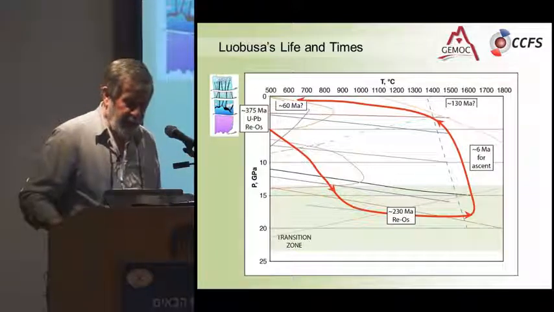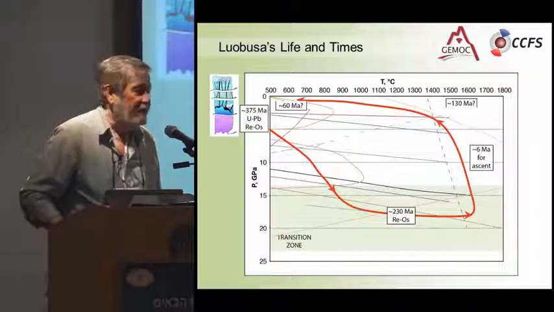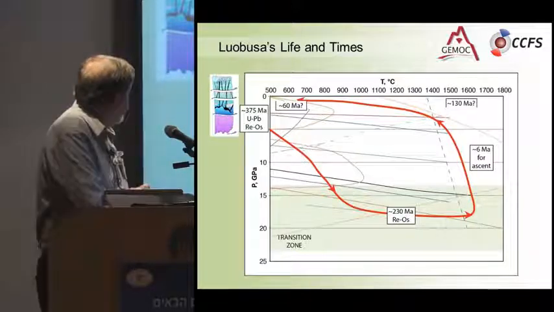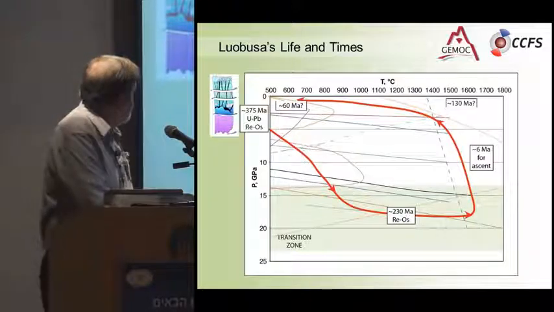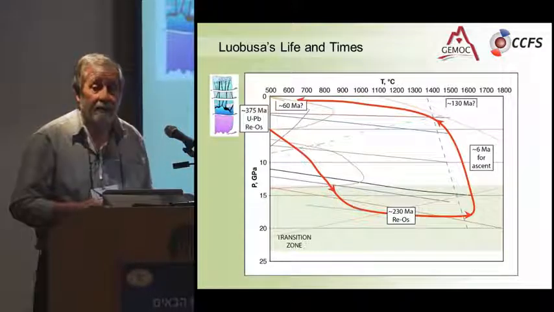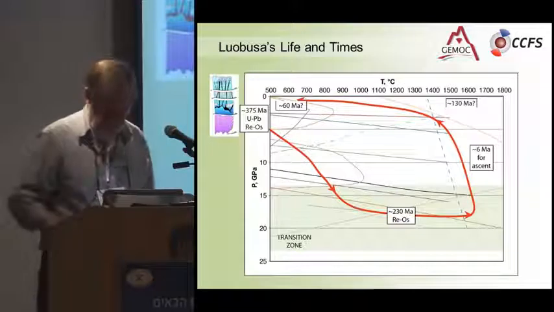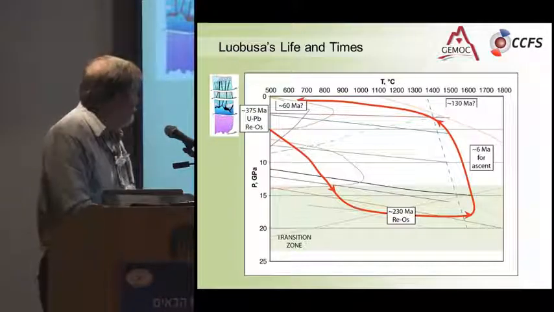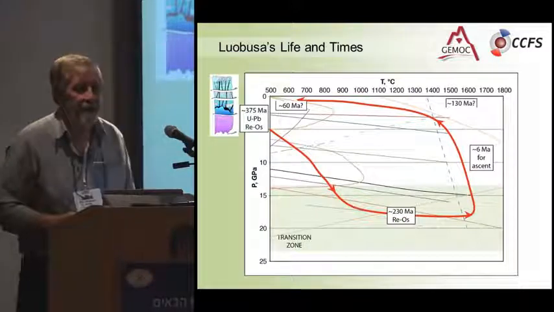So in Tibet, we happen to know a bit about how this all developed because we think we have both zircon data and rhenium osmium data to suggest that the chromatites actually formed around 375 million years ago in a supra-subduction zone type of environment. We think that they were probably down here for something on the order of 230 million years.